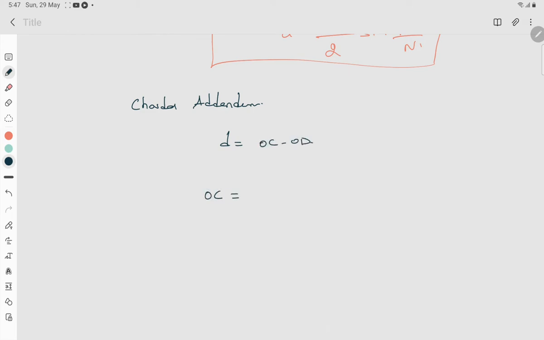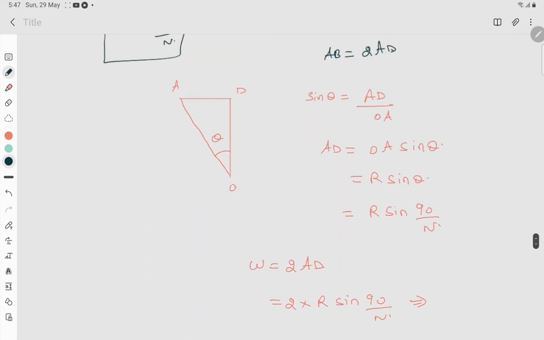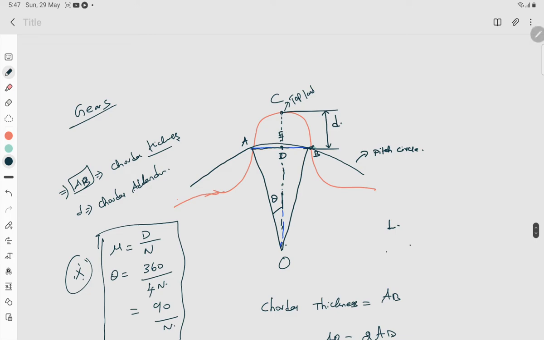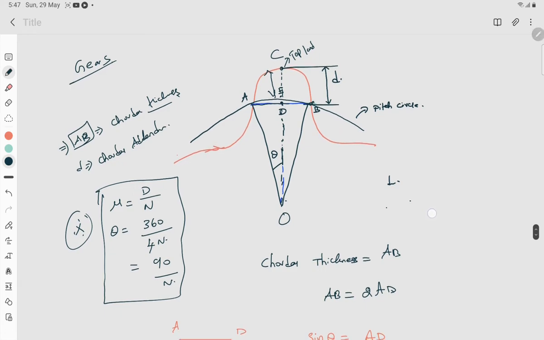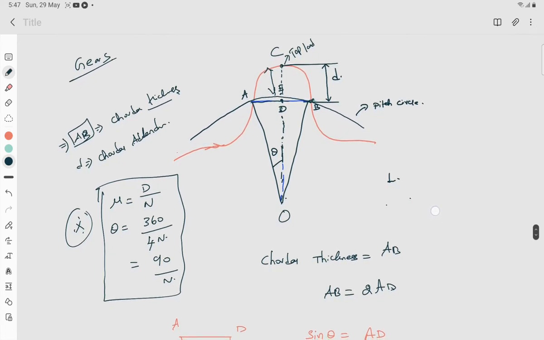OC, let us find out what is the relation for OC from the diagram. OC is nothing but OE plus addendum. Addendum, we know, is the radial distance from this pitch circle up to the top land; that radial distance we call addendum. So we are replacing OC as OE plus addendum.